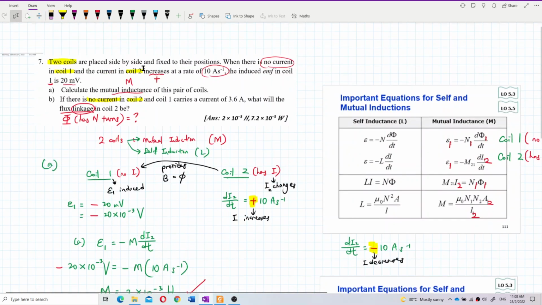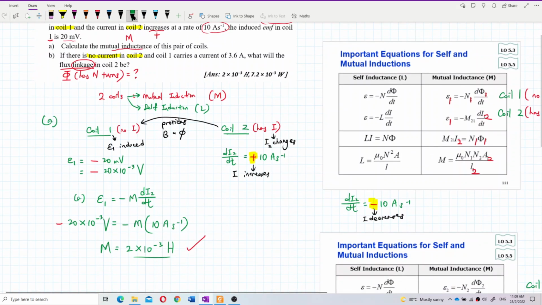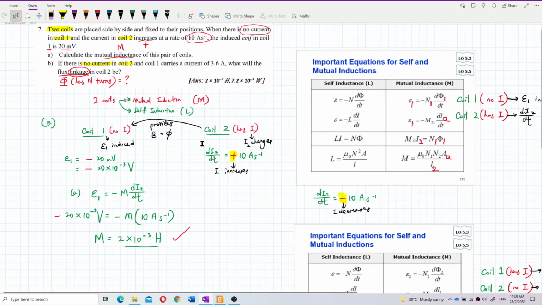Last time, there was current in coil 2. Coil 2 had the current. But now there is no current in coil 2, and coil 1 has the current. So it's interchanged. Okay, let's write it down.